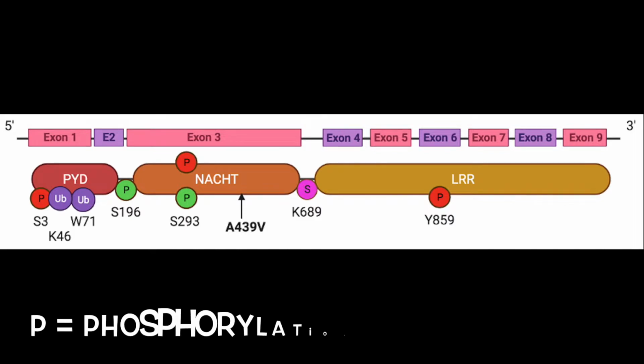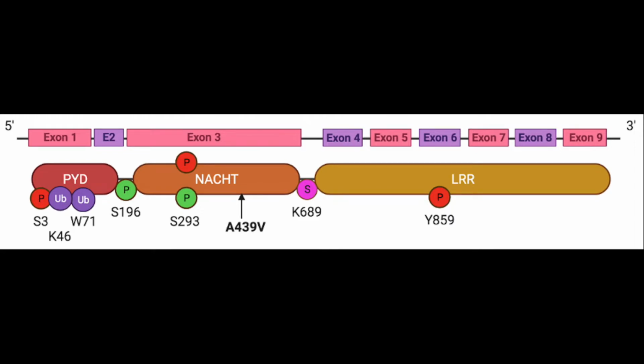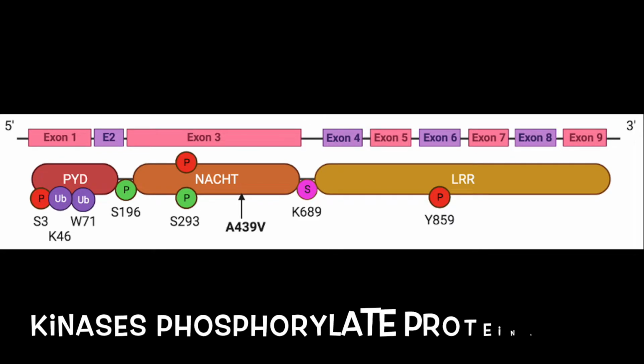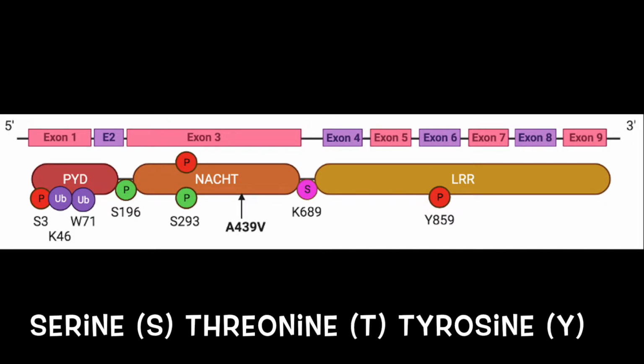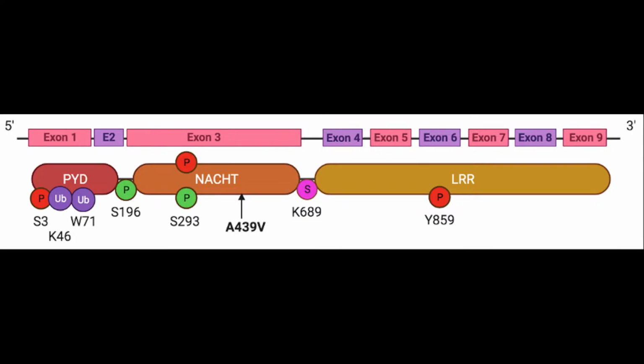P stands for phosphorylation. It's a phosphorus connected to some oxygens that, with the help of an enzyme called a kinase, drops an oxygen and attaches itself to an oxygen on a protein. Amino acids make up proteins. The only amino acids that can be phosphorylated are serine, threonine and tyrosine because they're the only ones with oxygens. S is the code for the amino acid serine, and you can see a phosphorylation site at amino acid number 3 in the PYRIN domain of the NLRP3 protein.